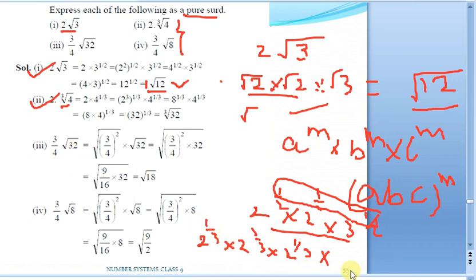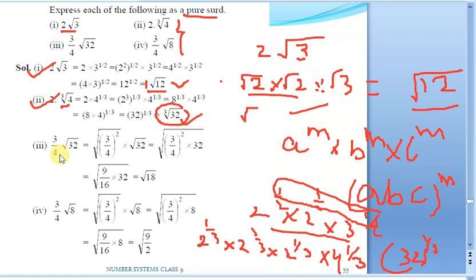So 2 into cube root of 4. I can write cube root of 4 as 4 power 1 by 3. Now see, the entire thing has a power of 1 by 3. Just multiply the bases. 2 into 2, 4. 4 into 2, 8. 8 into 4, it will be 32 whole power 1 by 3. That will be cube root of 32. That is going to be your answer. Cube root of 32. So see, is there any rational factor other than 1 here? No. So it is also going to be a pure surd.